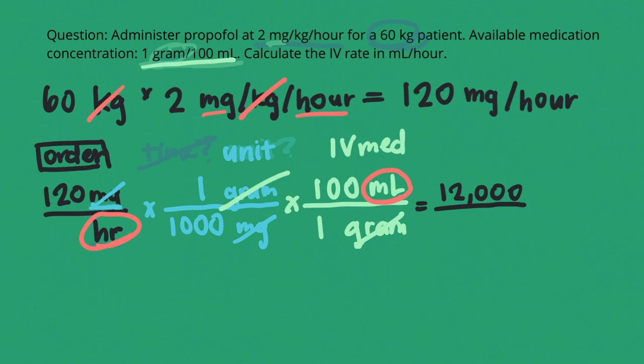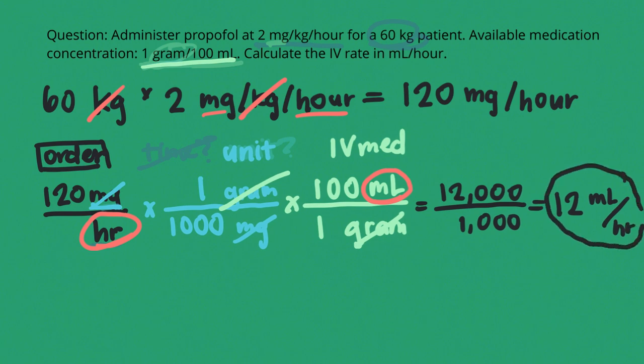And then on the bottom, you'll have 1 times 1,000 times 1, which gives you 1,000 again. If you take this and simplify it, you get 12. And make sure you label it milliliters per hour. And that's what your IV pump should be running at for this order.